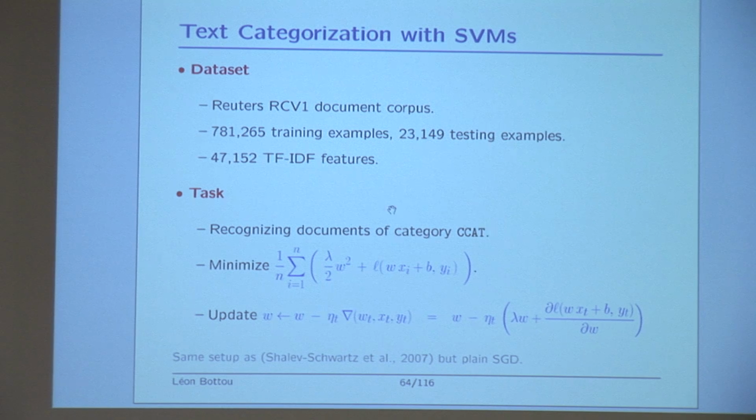So the task is to recognize documents of a certain category. That's the dominant category, so that is sort of balanced. And I minimize this cost function, basically: regularization term plus the loss. For the loss, I'm going to use the hinge loss and the log loss just for comparison. And the update is the plain stochastic gradient with pretty much no tricks. We'll go into more details.